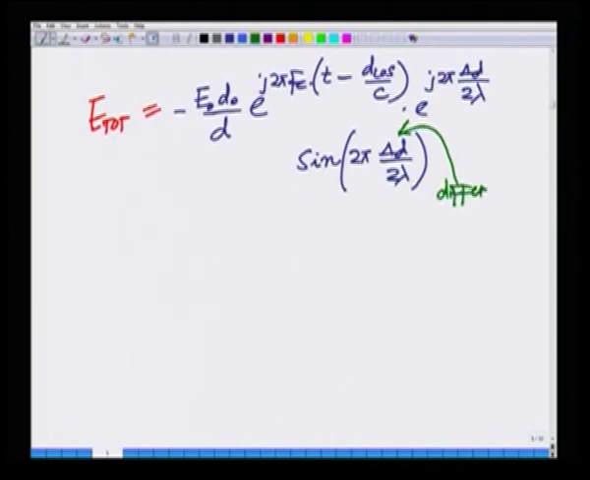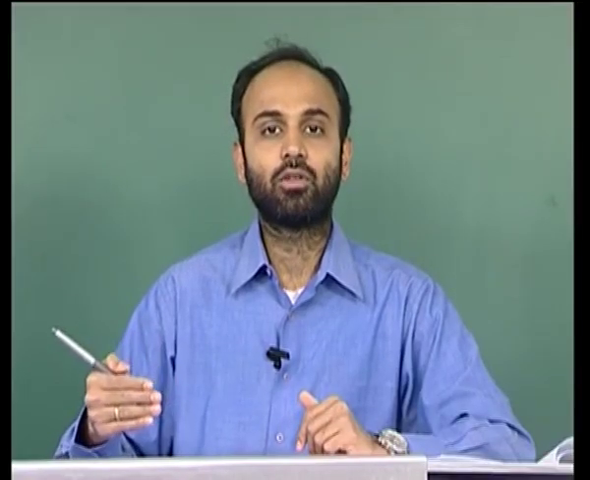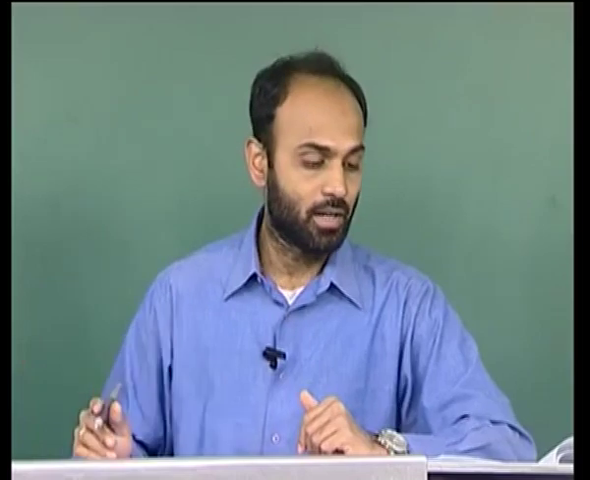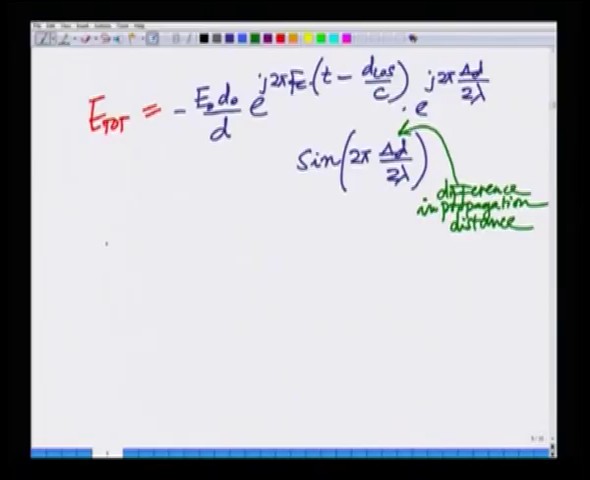This is nothing but the difference in the propagation distance, and naturally because the phase lag that is there in these two waves depends on the distance. Hence, the phases with which they add depends on that difference of the distance, which essentially determines what is the resultant amplitude.